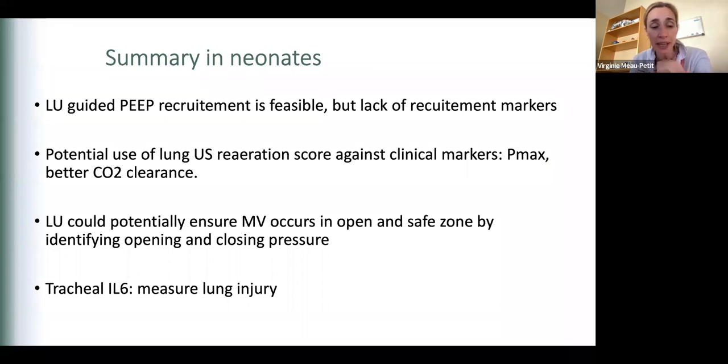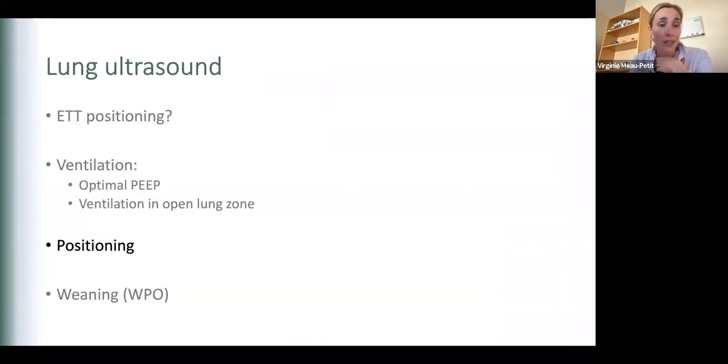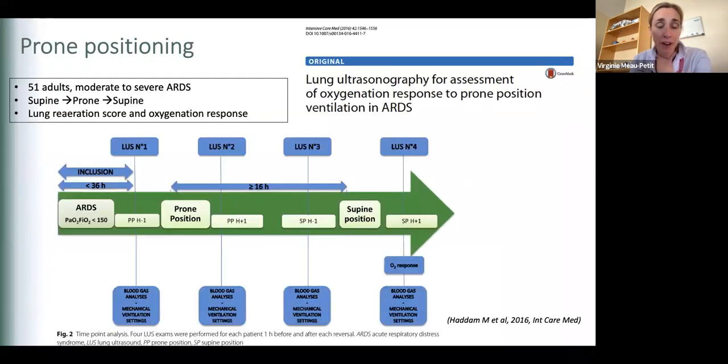And I think looking at markers such as tracheal interleukin 6 is a good way to have an objective parameter. So these were the effects of PEEP-induced lung recruitment, and the other important thing that we shortly discussed before was the effect of prone positioning.